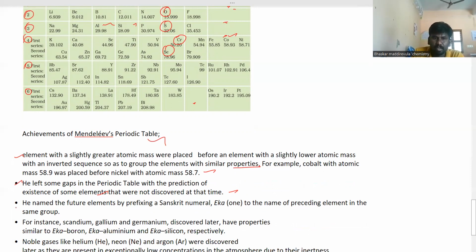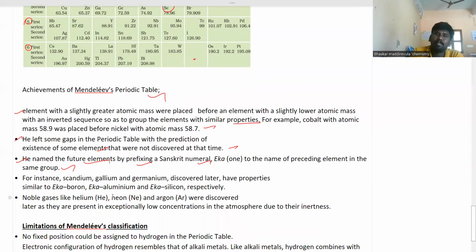Next one. He named some future elements by prefixing the Sanskrit numerical Eka to the name of the preceding element in the same group. Later on, those elements were discovered and became scandium, gallium, and germanium. First, they were named Eka boron, Eka aluminum, and Eka silicon. This is one of the main achievements.